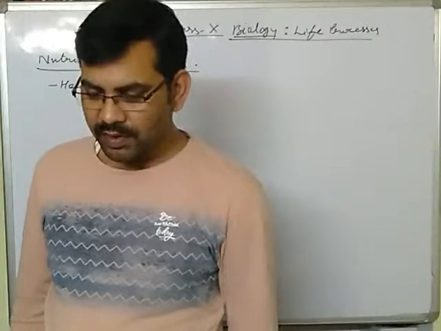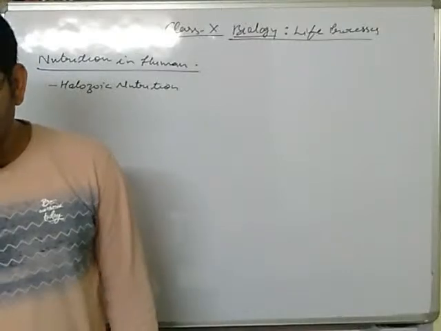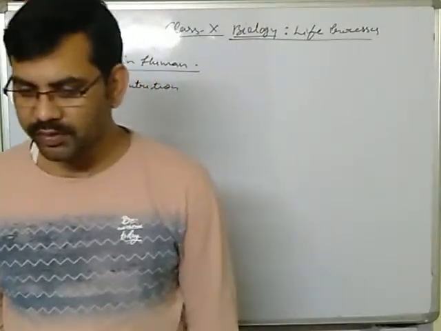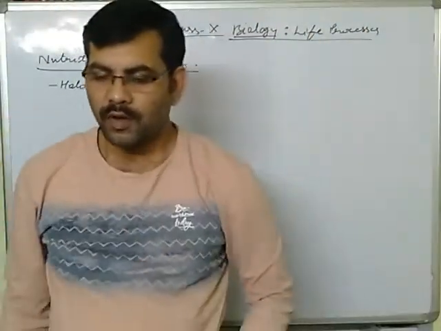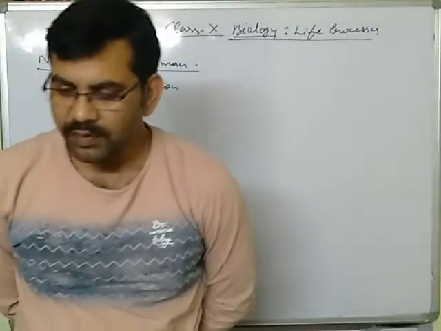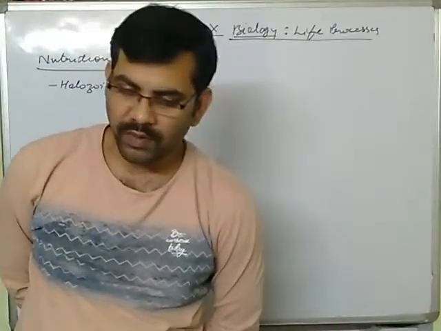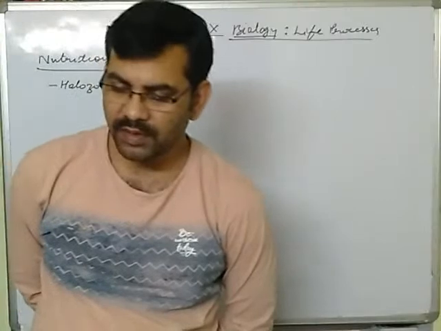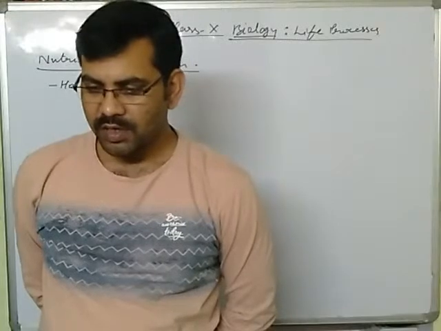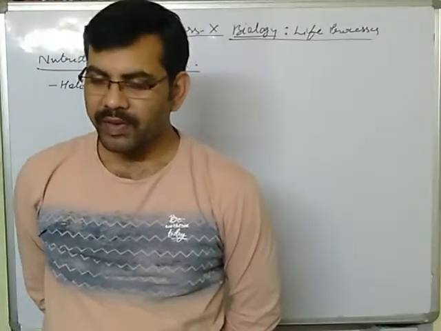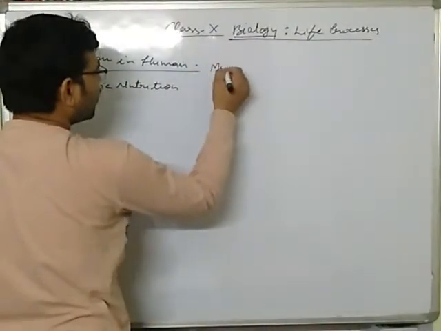Now we are going to discuss nutrition in human. The nutrition in human is holozoic, means they also engulf their food. Now we will see how this animal, the human, gets the nutrients from the food which is engulfed by it, which is eaten by it. First you should know nutrition in human is holozoic, and human is a multicellular organism.